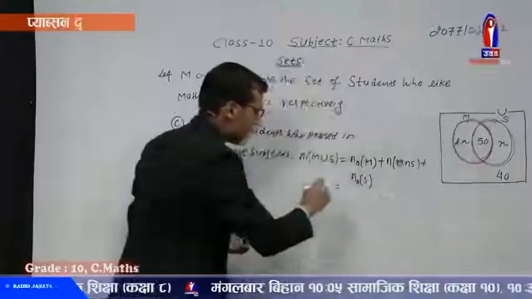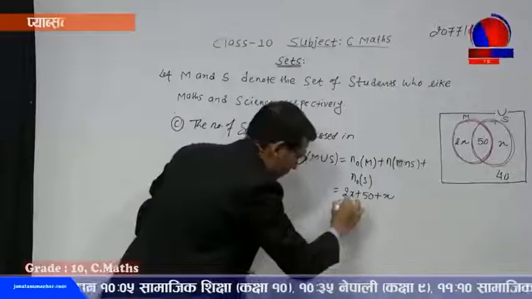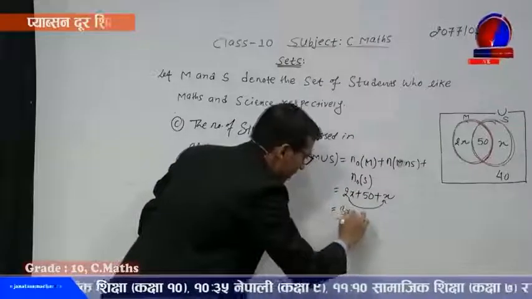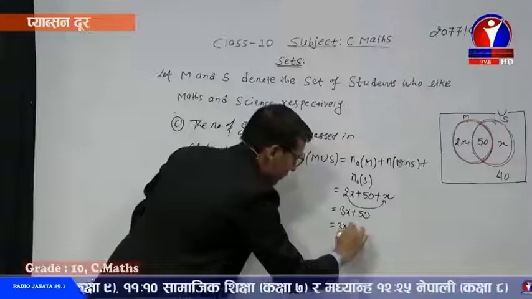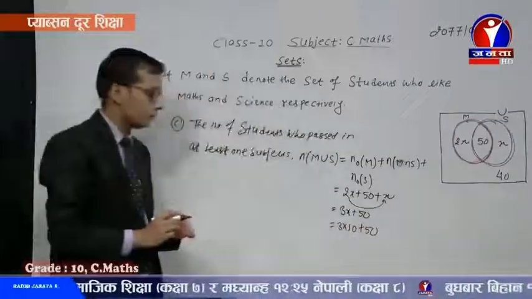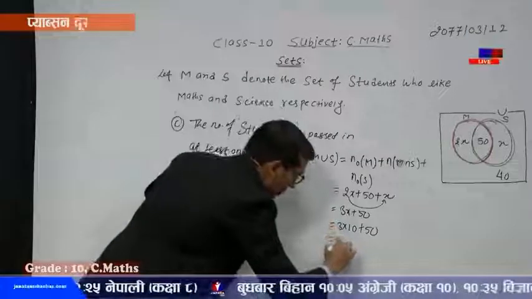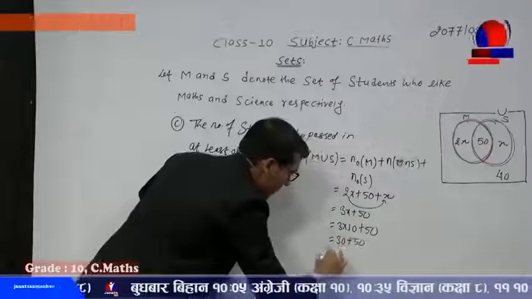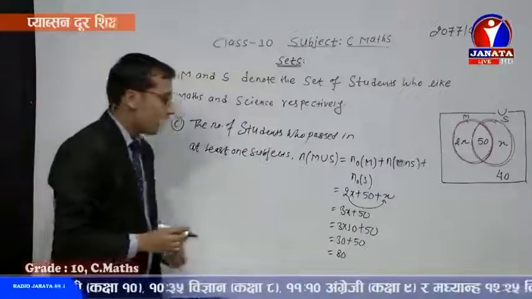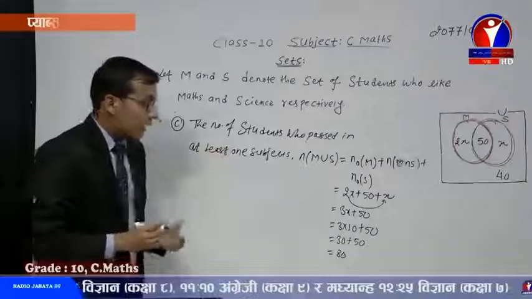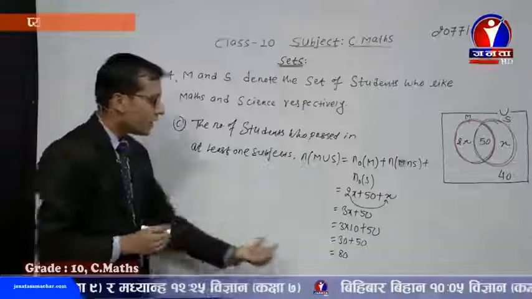2x plus 50 plus x. So 2x plus x is 3x plus 50. So 3 times x, which is 10, plus 50. This is 30 plus 50, which is equal to 80. So this is how we calculate the cardinal number of the students who passed in at least one subject.